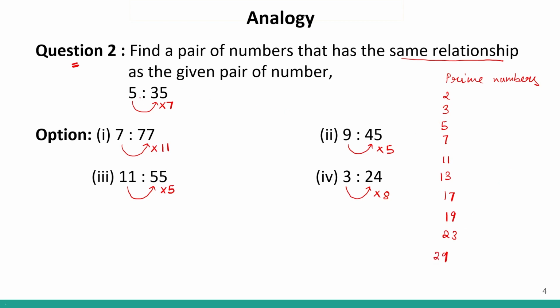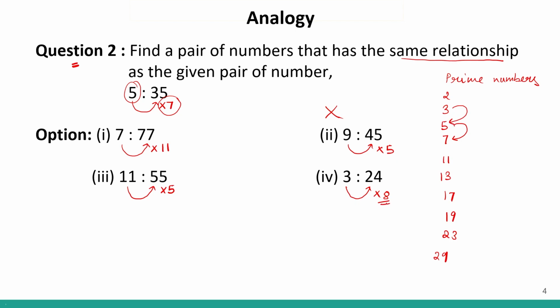Okay? Now if you look over here, 5 is a prime number and 7 is the next prime number. Correct? Over here, is 9 a prime number? No. Is 3 a prime number? Yes. So after 3, the next prime number is 5.